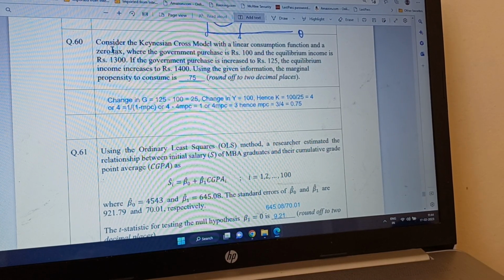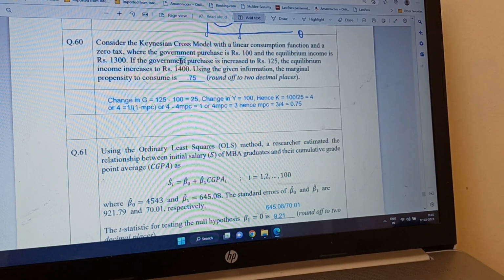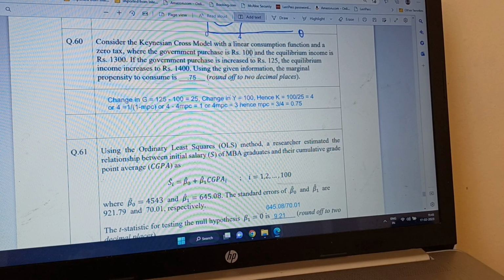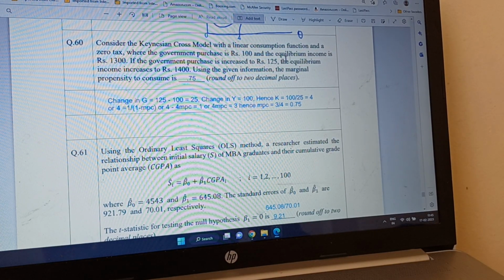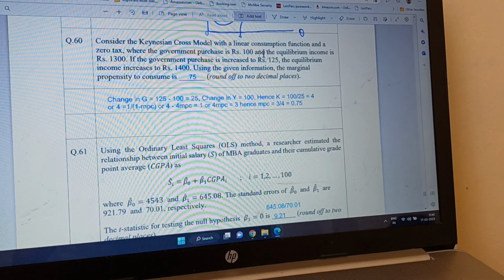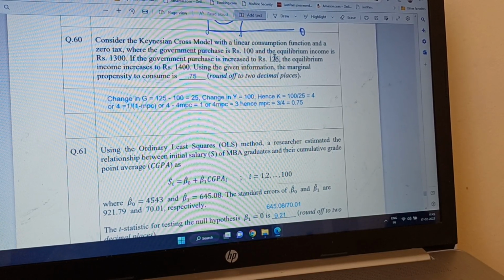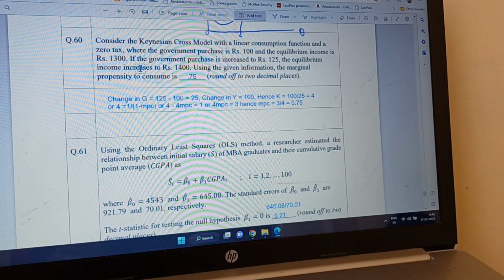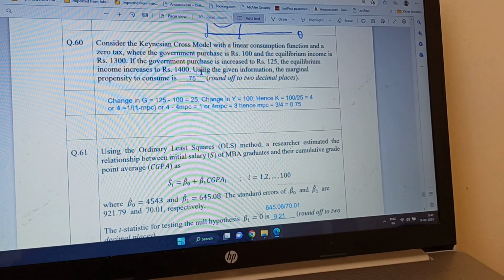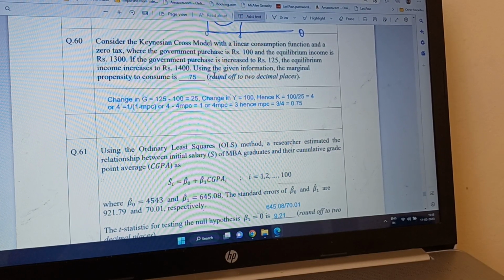Now next question is, consider the Keynesian cross model with a linear consumption function and a zero tax, there is no tax, where the government purchase is rupees 100. So that is the beginning government purchase 100 and the equilibrium income is 1300. If the government purchase is increased to 125, means 25 of extra government purchase is made, then the equilibrium income increases to 1400, means equilibrium income increases by 100 rupees, 1400 minus 1300.